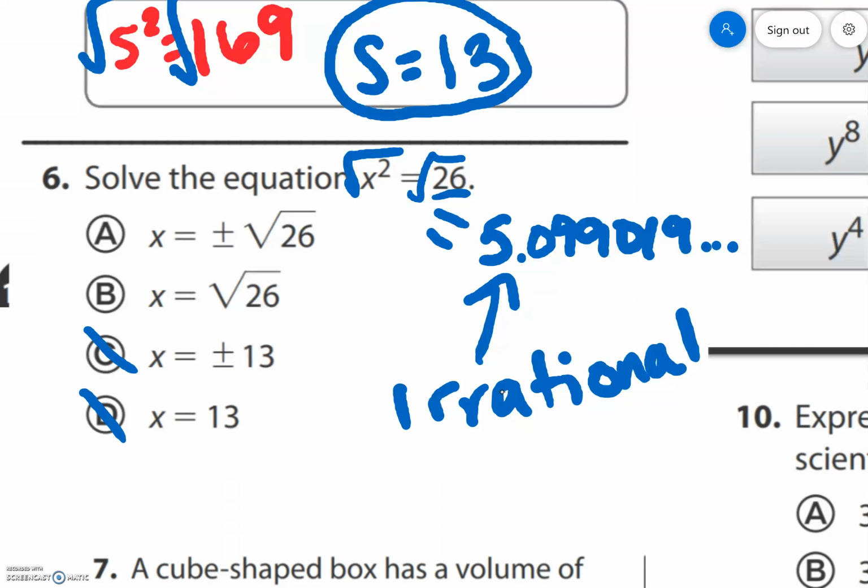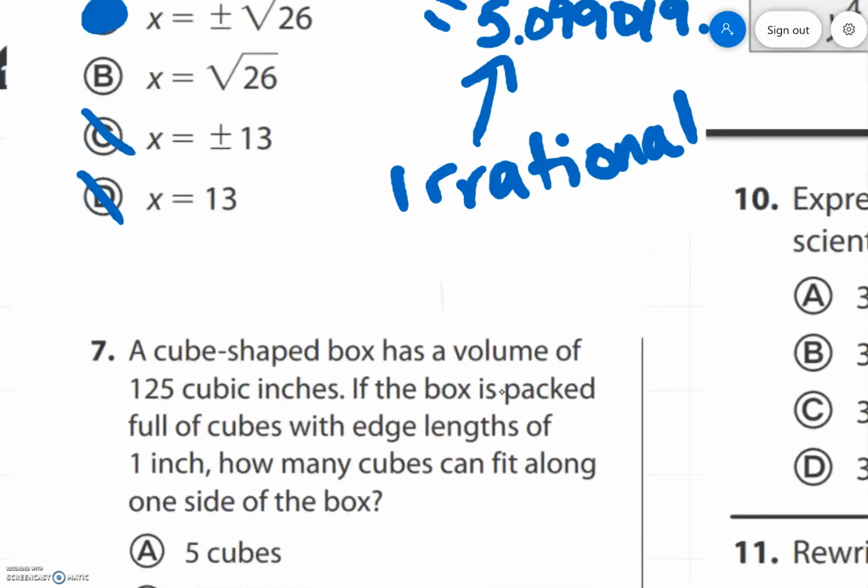Well, we know it's not 13. That's if you divide by 2. You cannot divide by 2. You have to take the square root. Then we have to decide between A and B. Please remember that if you're taking the square root, it is the positive and negative answer. Only on the square root, not the cube root.